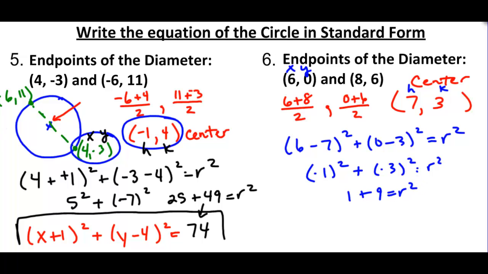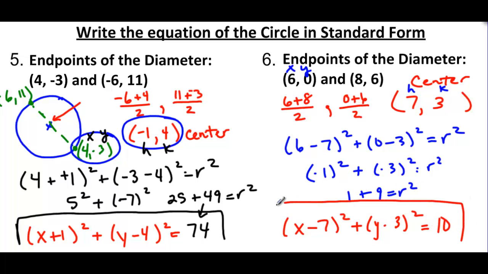So my final answer, with my center, I'm going to get (x minus 7) squared plus (y minus 3) squared equals 1 plus 9, which is 10. And that would be my final answer. And then if I asked you to go on further, you could find the center and radius and graph it.